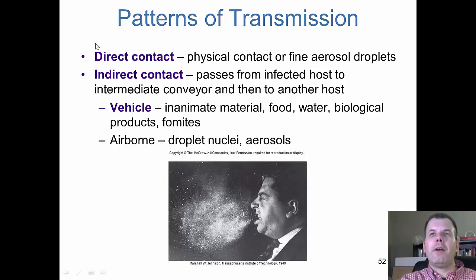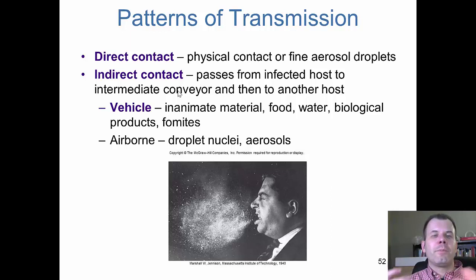All right, and then again, patterns of transmission. We can get direct contact. That's actually breathing in those fine aerosols and that stuff. So you can see the sneeze down here, and all this is loaded with wonderful bacteria and viruses. Indirect contact means that it passes from an indirect host. So you can think of doorknobs or door handles or something that people touch, and it goes from one host to another. A vehicle is an inanimate material: food, water, biological products, fomites. These are surfaces and things like this, the dust in the air. Again, airborne, you have the droplet nuclei and aerosols. So all these different things are ways of getting the disease, okay?